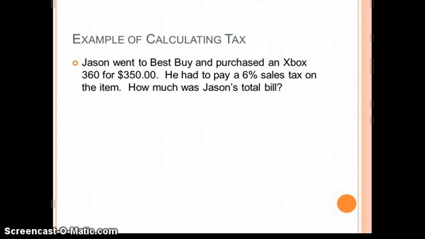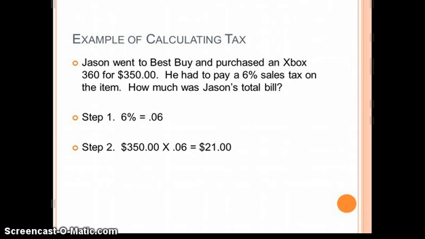Step 1, we're going to change 6% to a decimal, so we're going to divide 6 by 100, and when we do this, we get 0.06. If you're doing this in your head, please make sure that you have 0.06. 0.6 means 60%. 0.06 is 6%, and that is the most common mistake that students make.